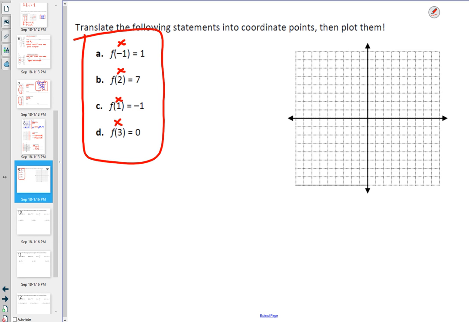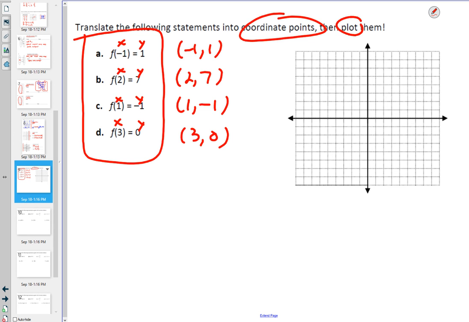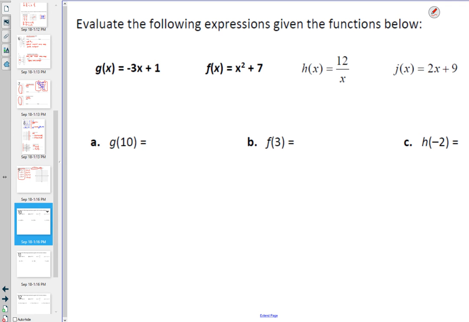The ones that are by themselves on the side of the equal sign, those are y's. Now remember, this is meant to be for graphing, but I'm not going to graph these. If I were to graph these, I would just be graphing negative 1 comma 1, 2 comma 7, 1 comma negative 1, and 3 comma 0. But I'll use the graphing fun for you. So it's not like an actual question like A, B, C. These were just meant to plot the point. But if you understand which are x's and which are y's, now we can get into function evaluation.